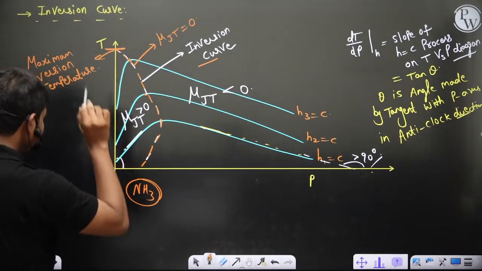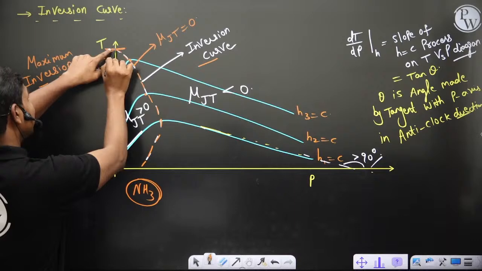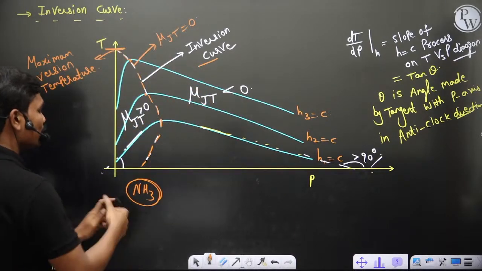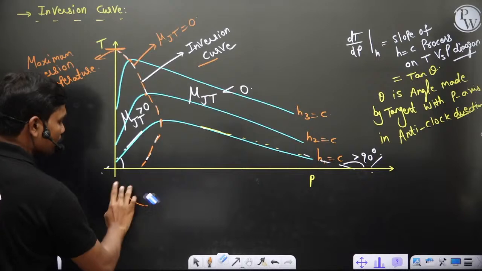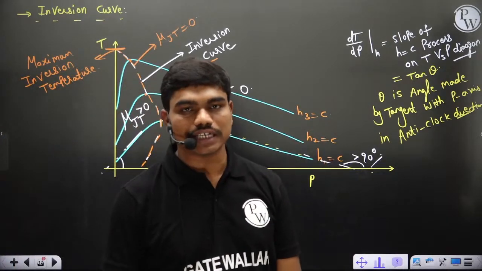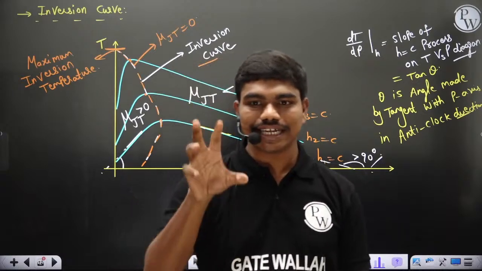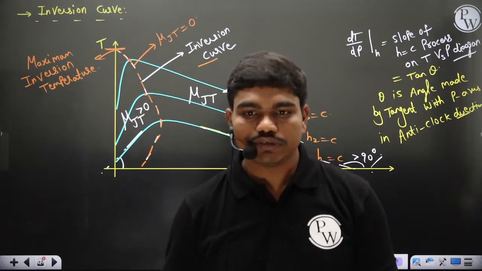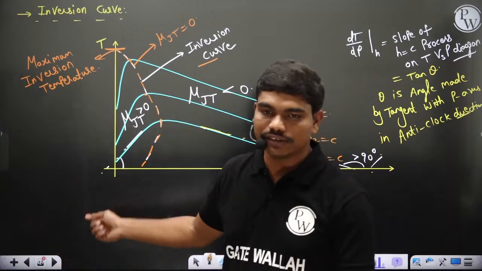If your TH in the refrigeration cycle is more than this, then definitely you will enter a zone where mu JT is less than 0. So ammonia won't work for your cycle, even though ammonia is normally a refrigerant. Understood? So that's why mu JT plays a very important role in selecting the refrigerants. Clear? The curve about which the value of the Joule-Thomson coefficient changes, yes, that's called the inversion curve.